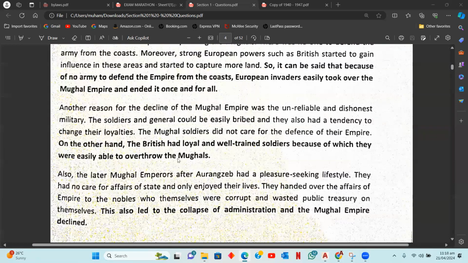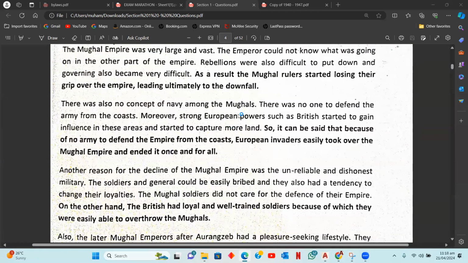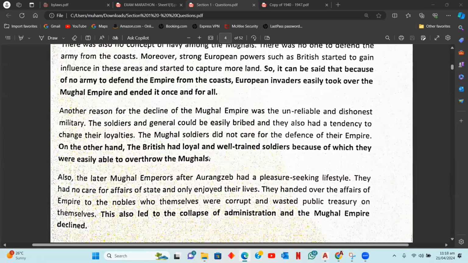But now, the important thing to notice here is that with every reason that we're writing, we're also writing down an analysis at the end of each reason.